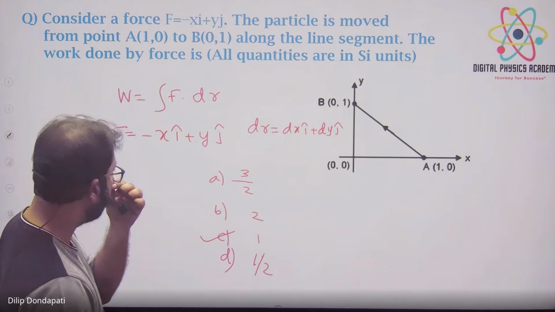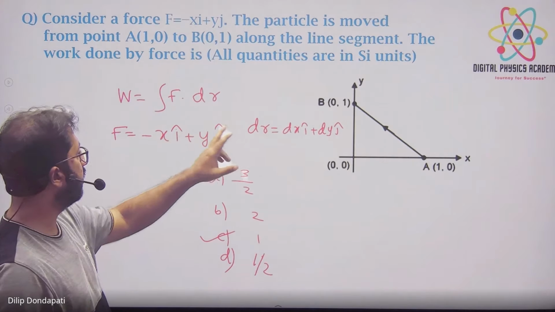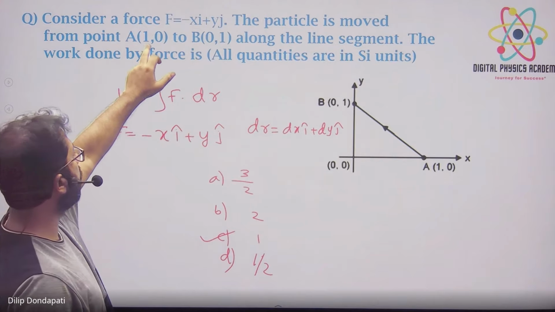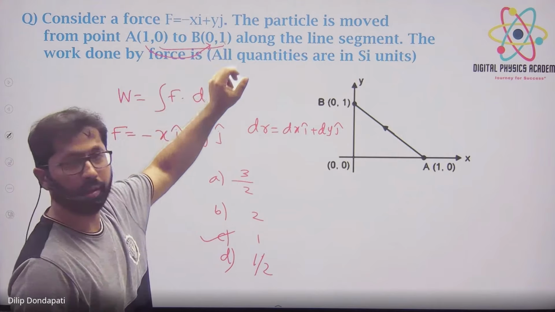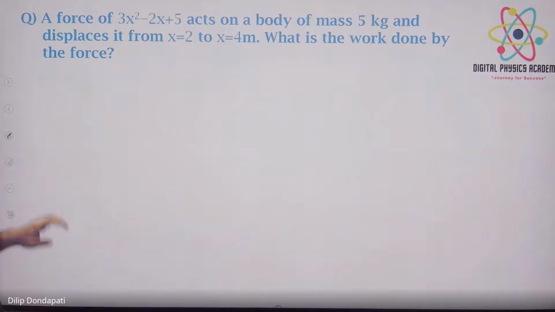तो डॉट प्रोवाइड करने से क्या आएगा? Minus x dx plus y dy, and from where to where we have to integrate: 1 to 0 in x and 0 to 1 in y. Integrate क्या था? आ जाएगा. चलो, one you got. Yes. Next.